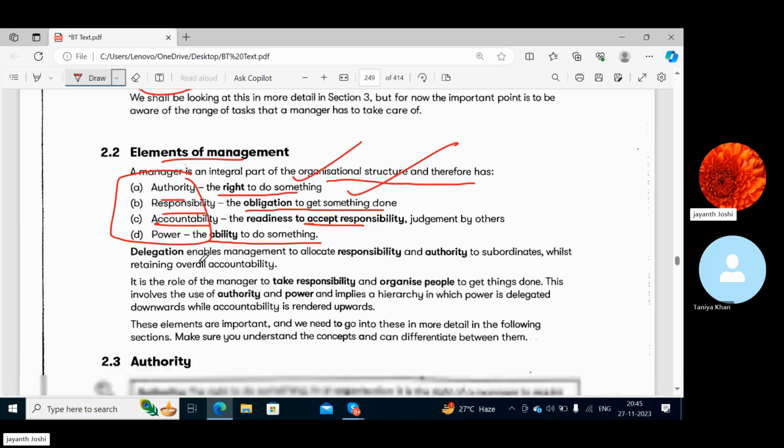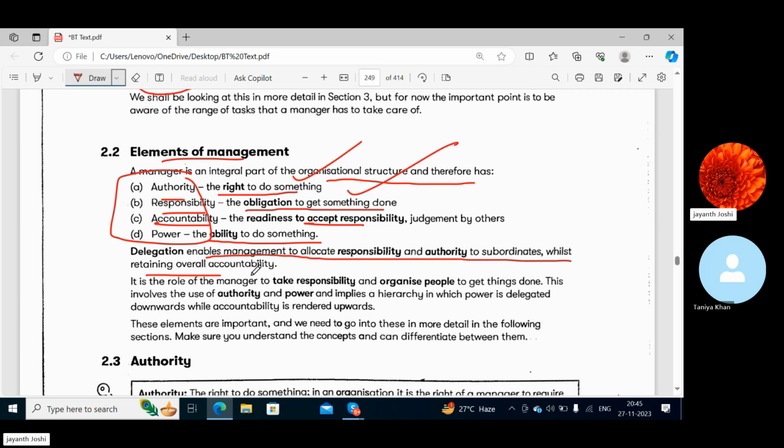Delegation: they will be assigning tasks to their subordinates as well. It enables management to allocate responsibility to subordinates whilst retaining overall accountability. It is the role of the manager to take responsibility and organize people to get things done. This involves the use of authority and power, and implies a hierarchy in which power is delegated downwards while accountability is rendered upwards. So they will be giving the tasks to their subordinates, because they have the authority and the power to get things done.